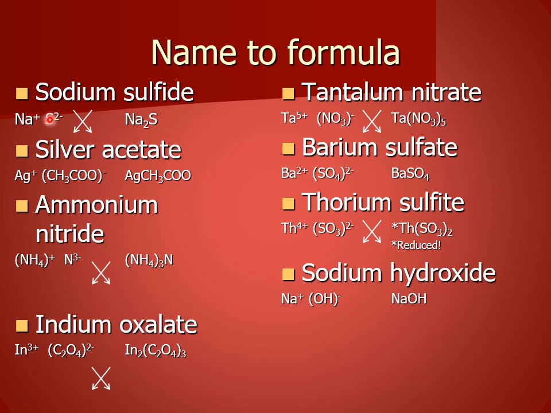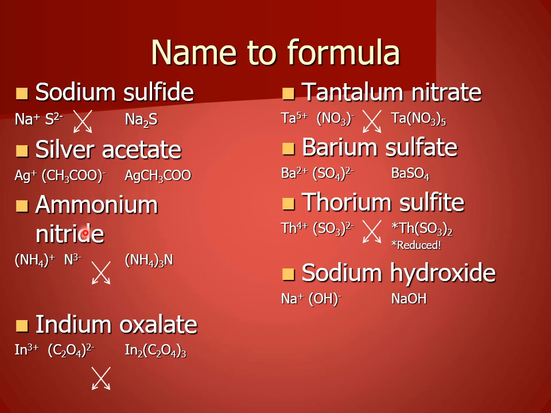When I crisscross, the 1 comes down to sulfur, the 2 comes down to sodium, giving me Na2S, and I can't reduce that. Moving down, what about silver acetate? Well, silver is Ag with a 1 positive charge, and acetate, a long-written polyatomic ion, is all of this with a -1 charge. Well, +1, -1. They cancel, so I just rewrote the formula. I didn't need any new subscript at all.